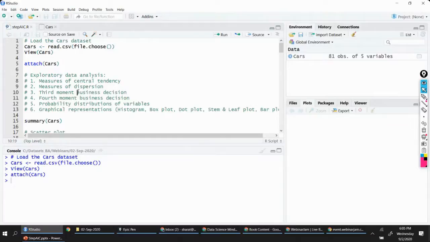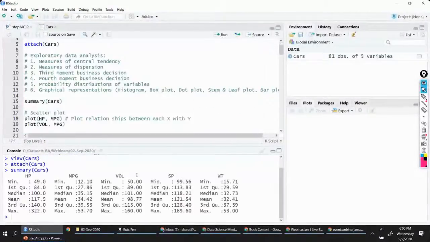Right, now next we try and do summary. Summary is like a one-line command which talks about the data. A lot of the entire distribution of the data is speaking here, right?